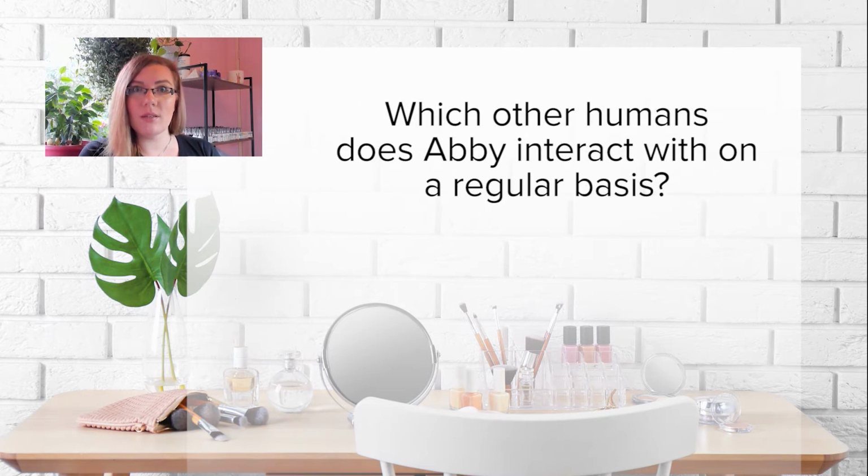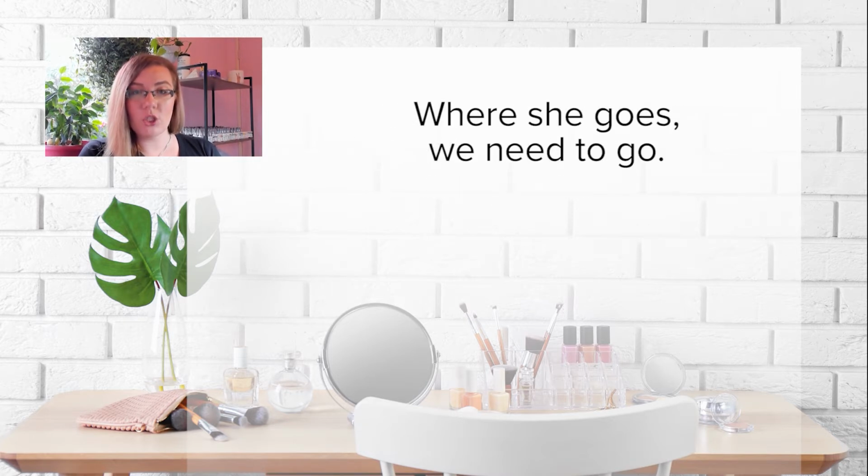Which other humans does Abby interact with on a regular basis? Not just friends and family, but who does Abby follow on social media? What shops does she go to? What gym? What classes? Where do her kids go to school? These are all human interactions that are important parts of Abby's day. Where she goes, we need to go. Birds of a feather flock together, meaning that Abby is most likely hanging out with people very similar to her, fairly close to the drawing pin when it comes to throwing spaghetti. When we find Abby, we find lots of other people that will be perfect clients for us.